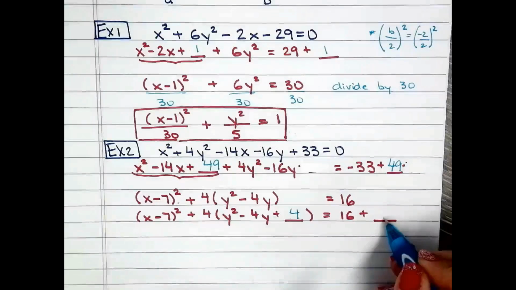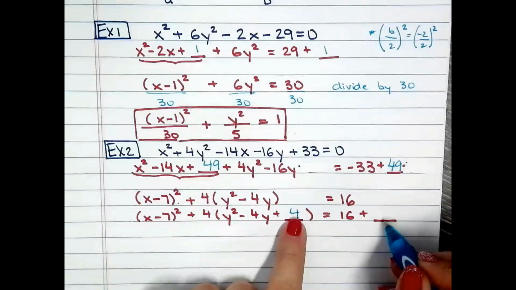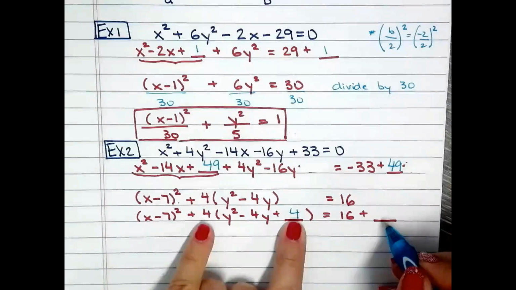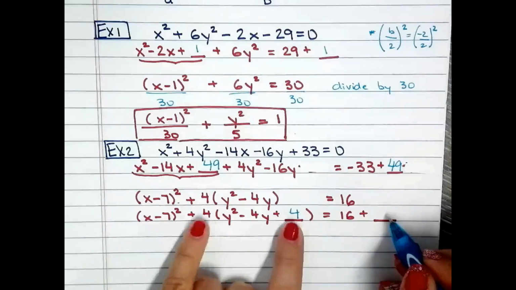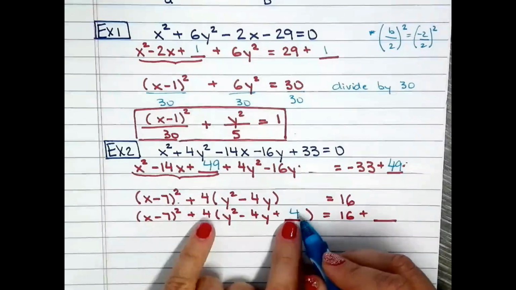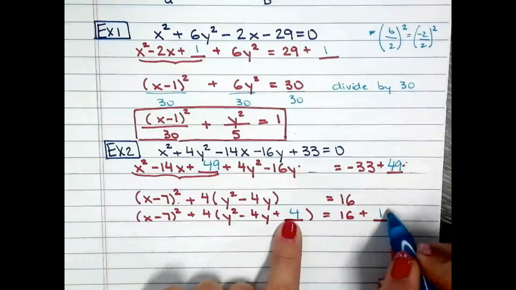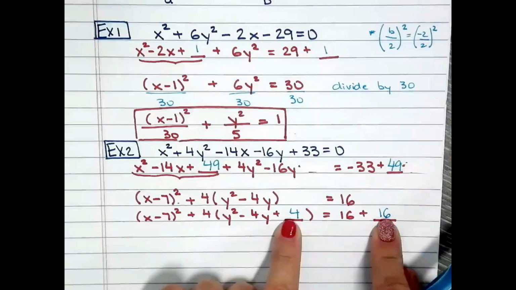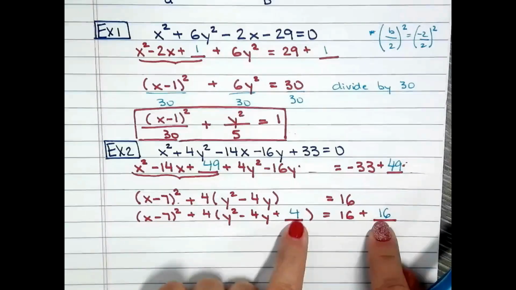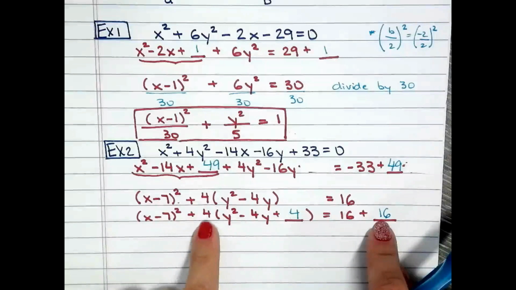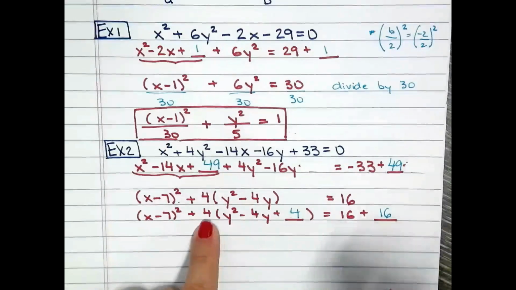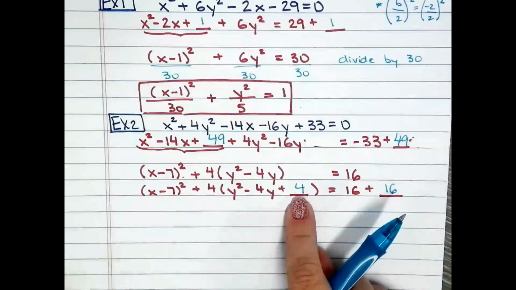But think about this for a second. This 4 is not really 4. This 4 is being multiplied by 4 right here. Okay? So 4 times 4 is 16. So I'm adding 16 to this side. That means I need to add 16 to this side too. Be very careful with this one. Write yourself a little note. Put a star by this 4. It doesn't matter to me. Write yourself a little note, because this will get you.